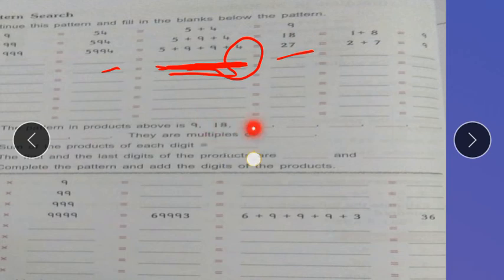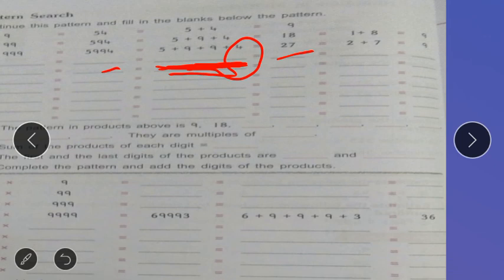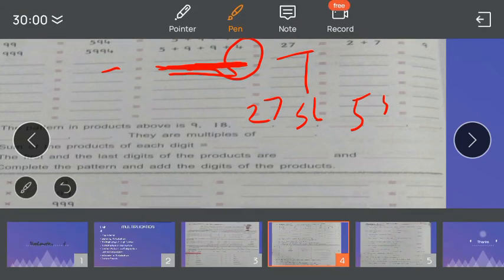So in the remaining blanks you have to write 27: 9 3s are 27, 9 4s are 36, 9 5s are 45, 9 6s are 54. So you have to complete the given pattern as I have explained, like 27, 36, 54, because you will get these numbers in these blanks, okay, after adding the numbers.